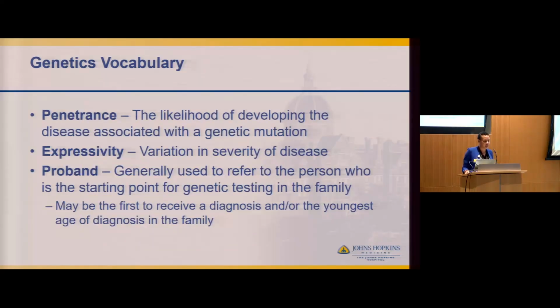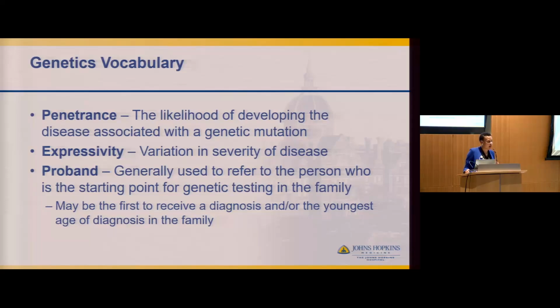Penetrance is something that's really important when we're talking about HCM. That is the likelihood of developing HCM or the disease associated with the mutation. Not everyone with a mutation that's known to be associated with HCM actually goes on to develop HCM, but we know that they're at an increased risk over the general population. And then you have expressivity, and with HCM that tends to be variable. You can have two members in the same family who have very different presentations of HCM, some with very mild symptoms or no symptoms at all, and some who have a very obvious and significant clinical picture.